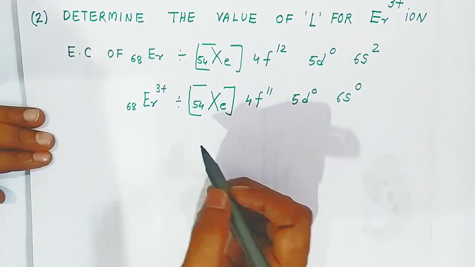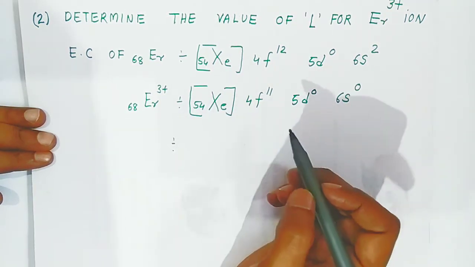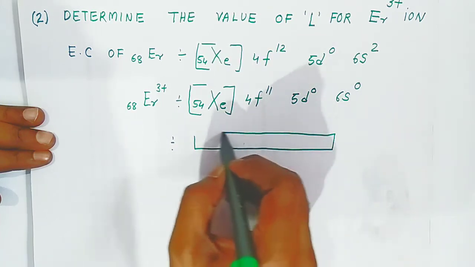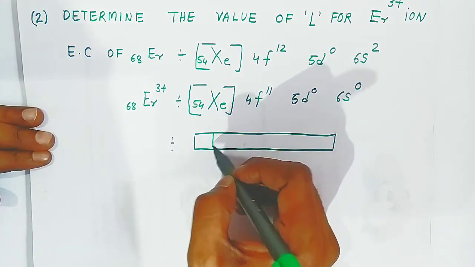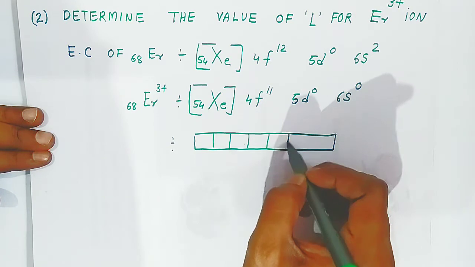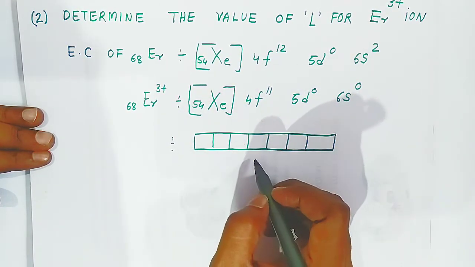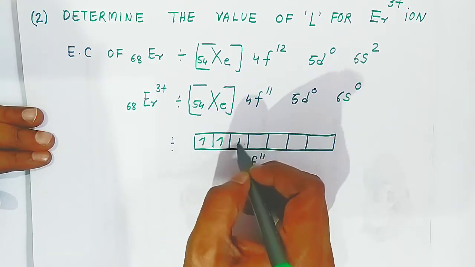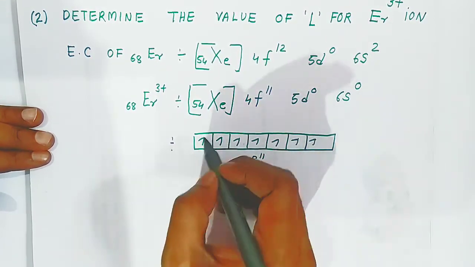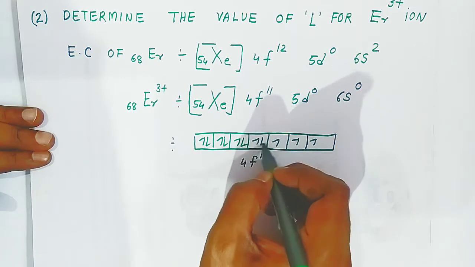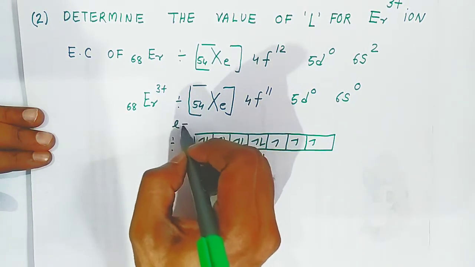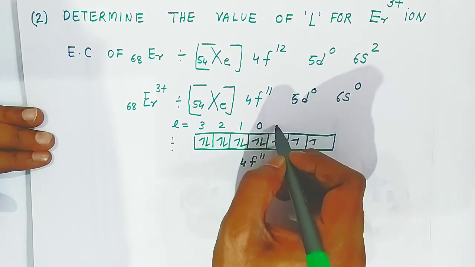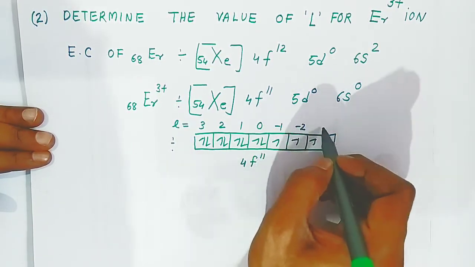Now because 4f orbitals are involved, if you draw the 4f orbitals, it has 7 orbitals: first, second, third, fourth, fifth, sixth and seventh. Now distribute 11 electrons singly first, then pairing will take place, 7, 8, 9, 10, 11. The values of m will be 3, 2, 1, 0, minus 1, minus 2 and minus 3.